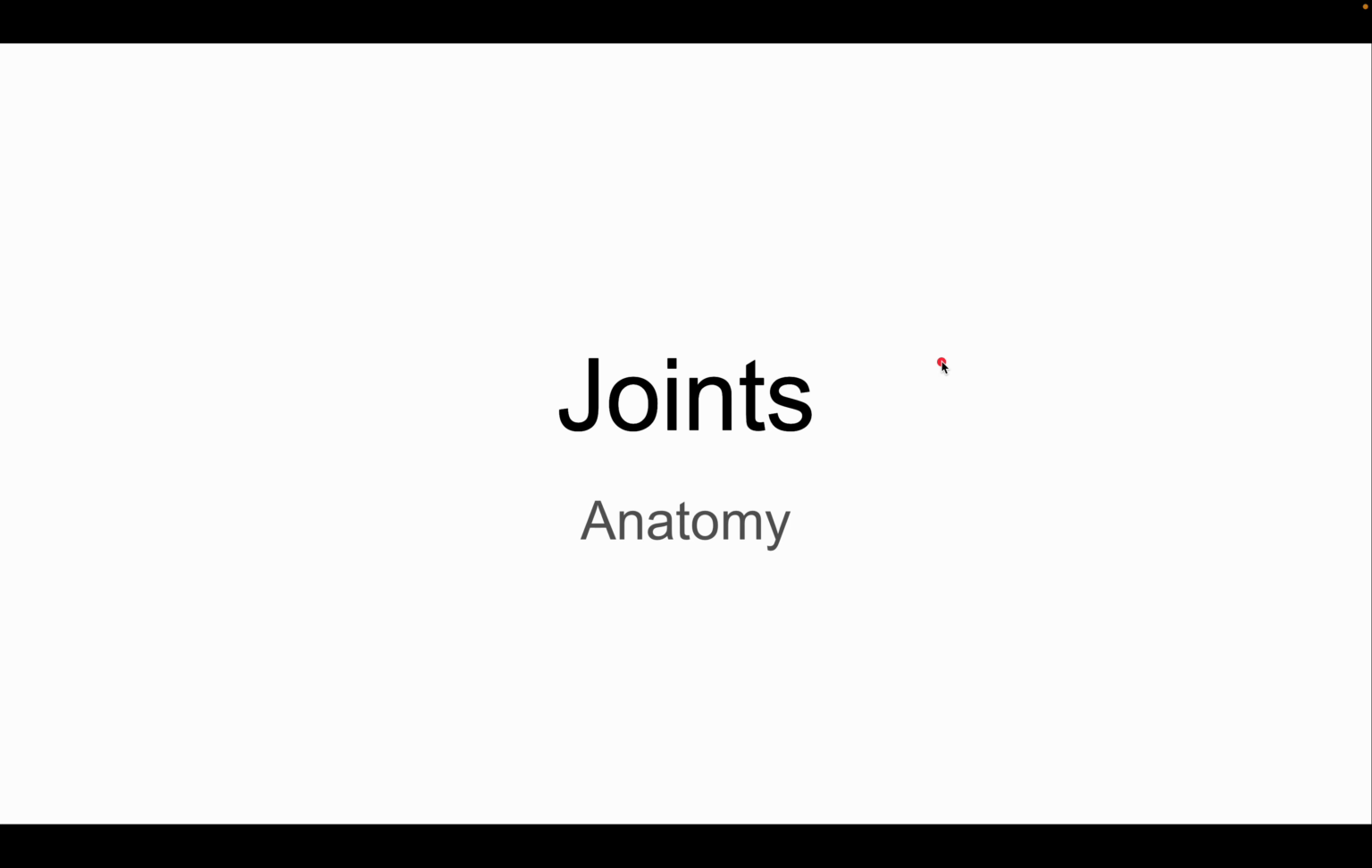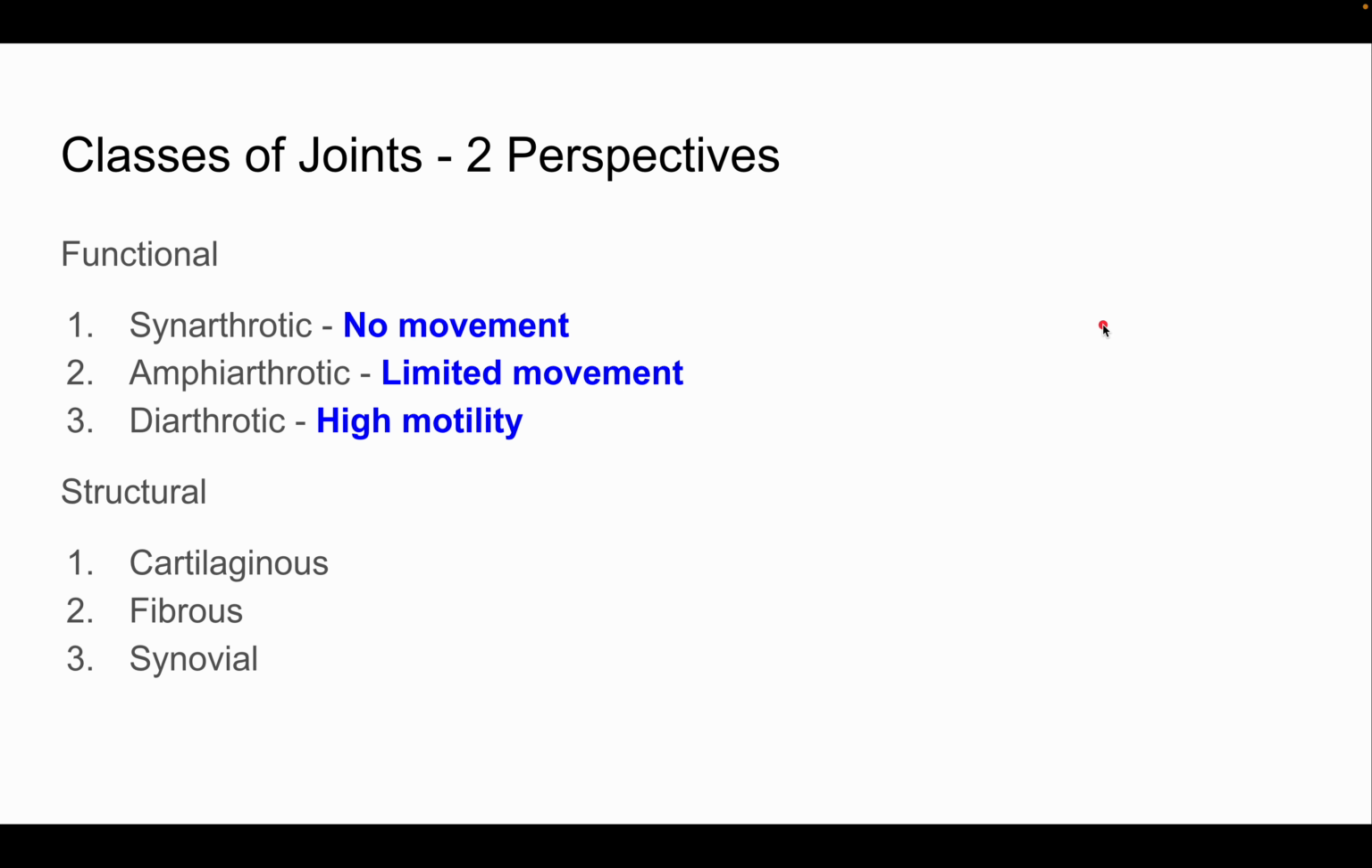Today we're going to be doing a mini lecture on joints for anatomy. Now we can classify joints as, in general, an articulation between two bones, so where two bones meet, but we can also classify them functionally and structurally. So functionally we have synarthrotic, amphiarthrotic, and diarthrotic joints.